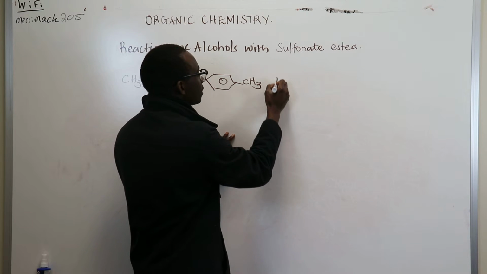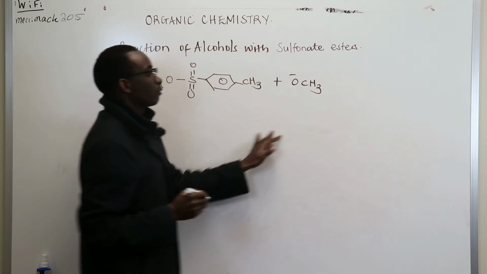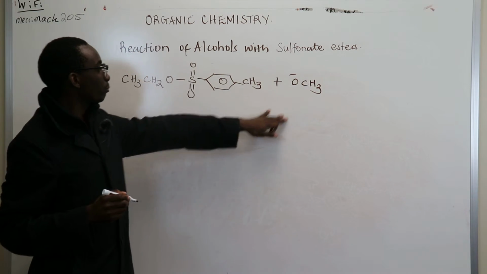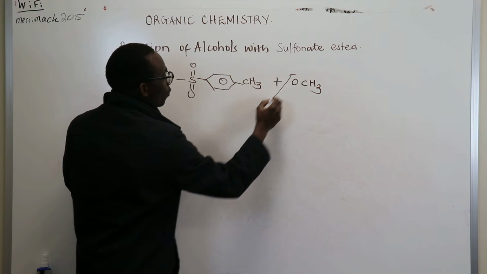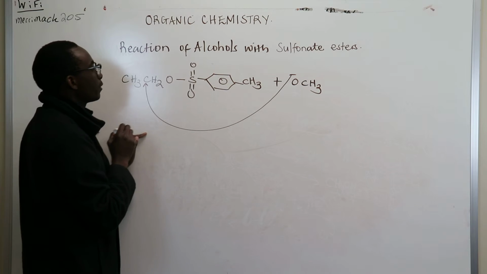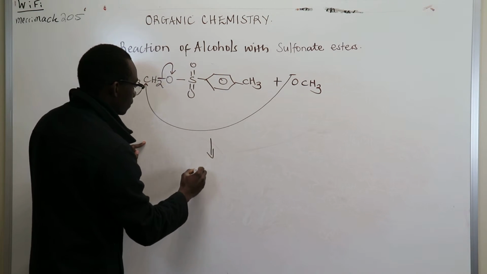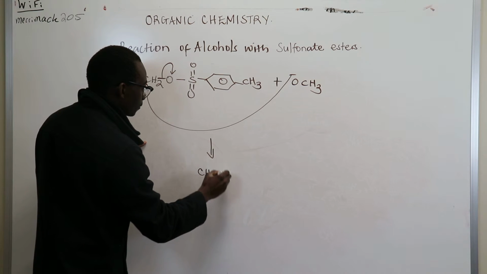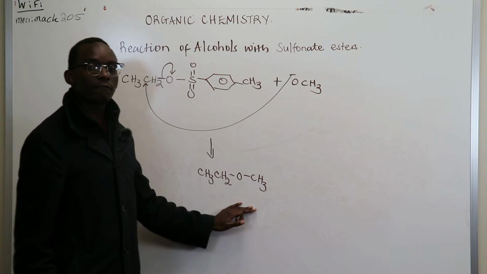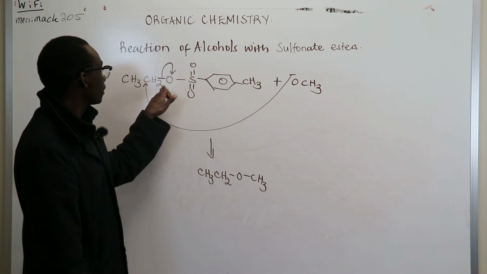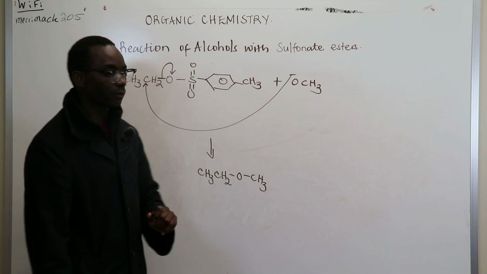For example, if I react this with a methoxide group, what happens is that this nucleophile will attack this carbon and this bond breaks off. Hence, I will form CH3CH2OCH3. I've formed an ether from substituting this complex structure with this nucleophile.